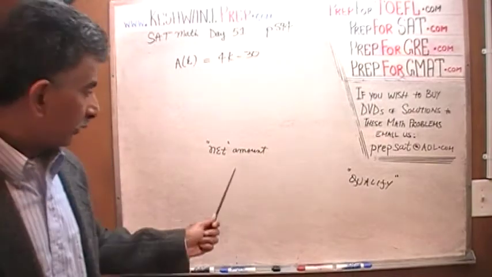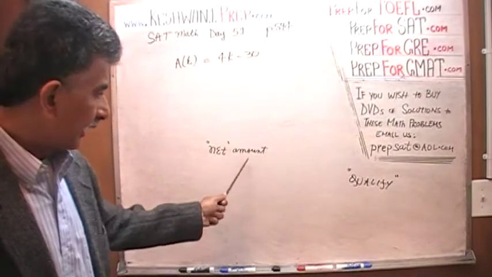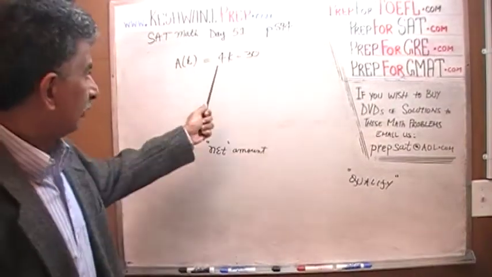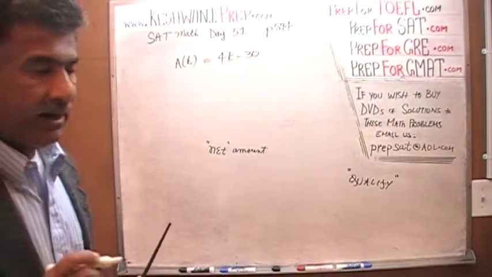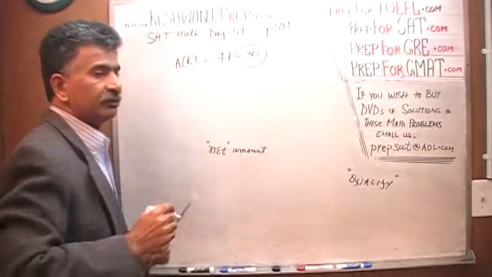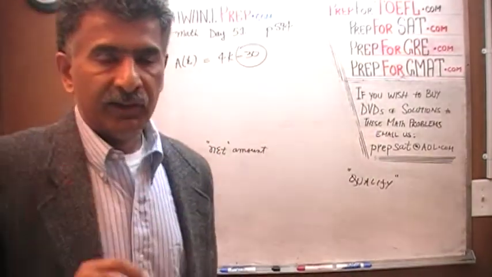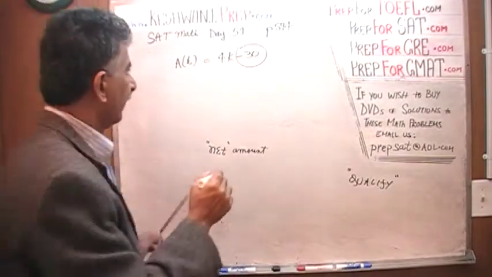Understand that concept. And in order for us to understand the concept behind why they use that word net, why do they have to put the adjective in front of it, we have to understand what this relationship says in the English language. And for that, let's first start out with this negative 30 part. What do you suppose this part means in the context of real life?